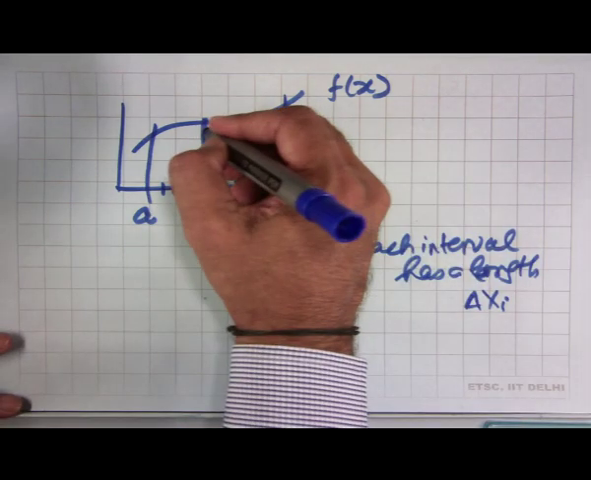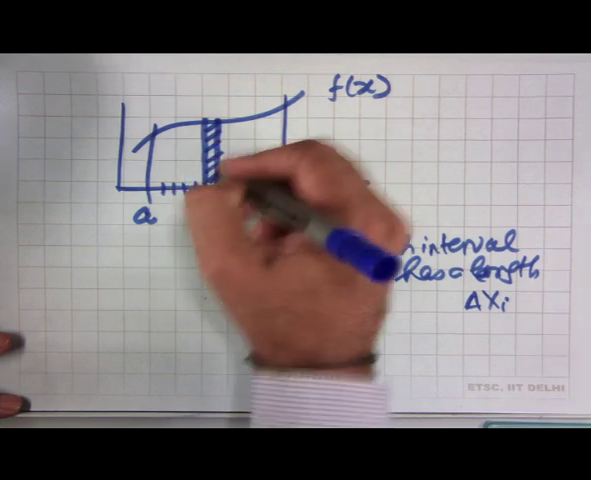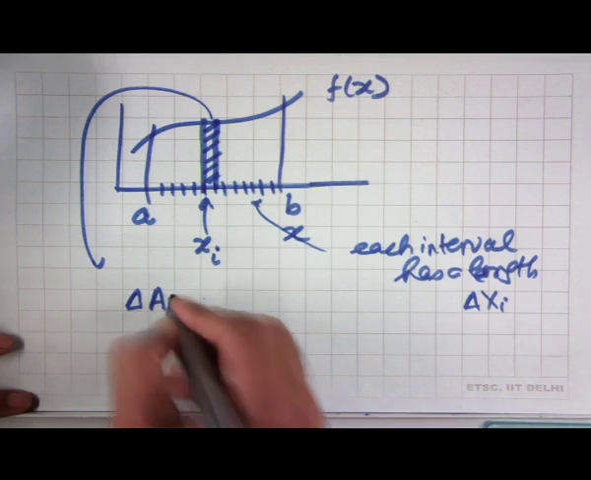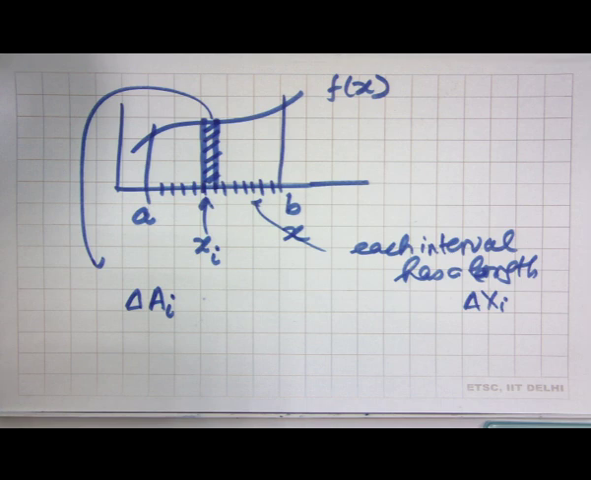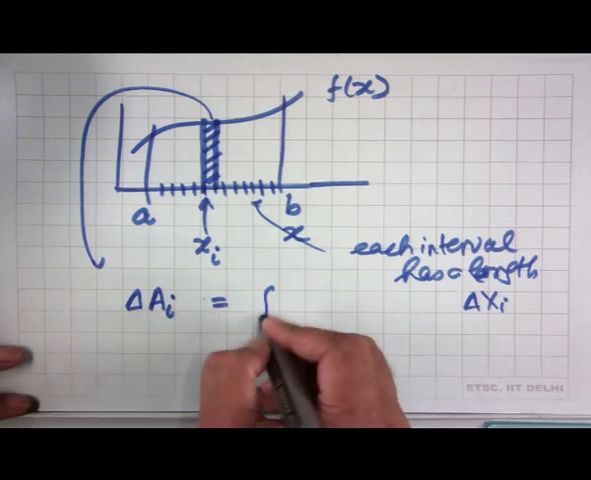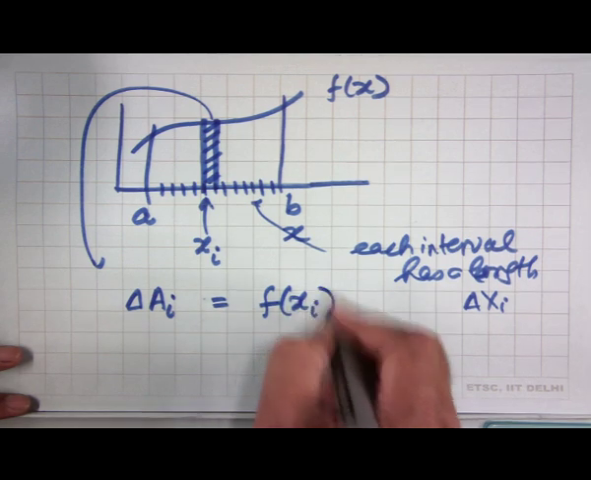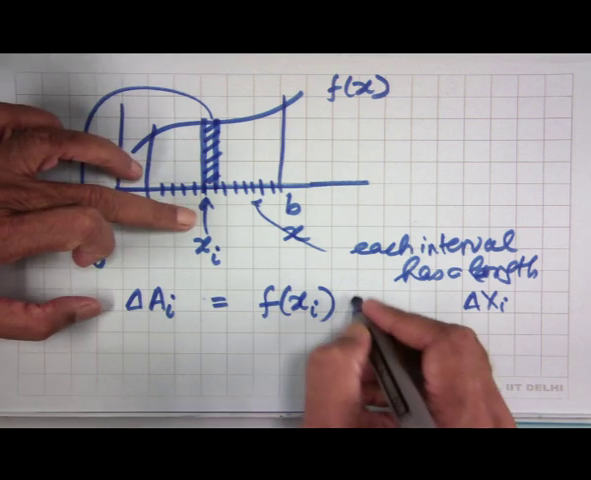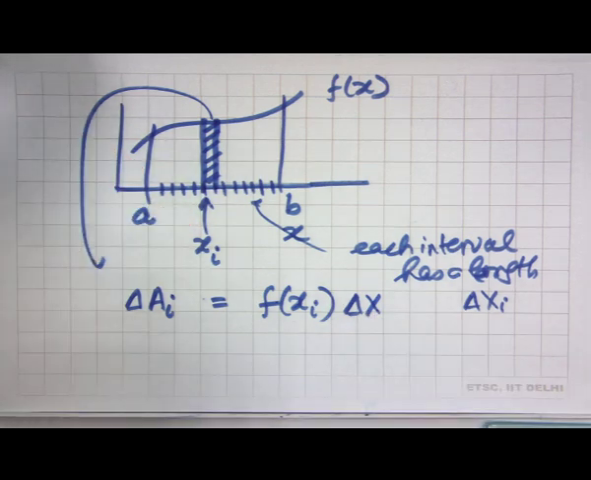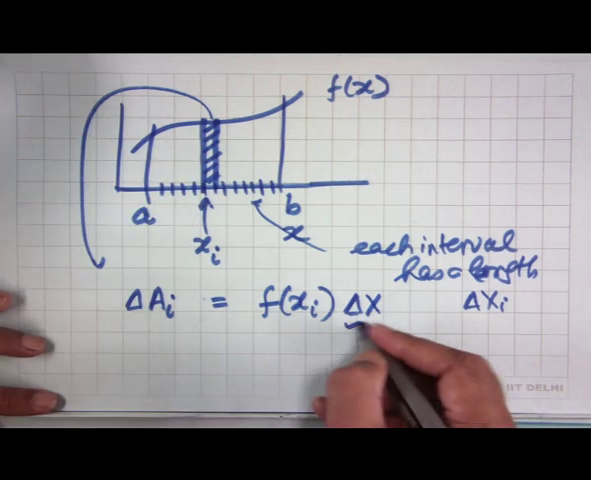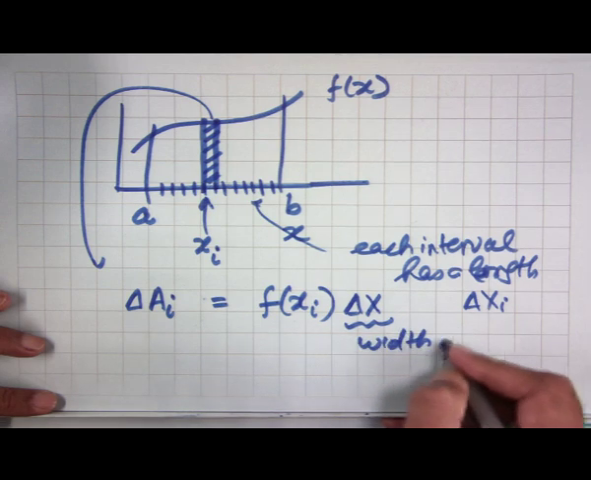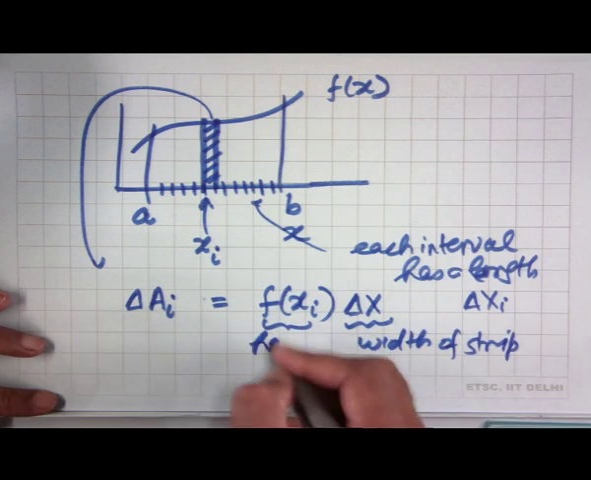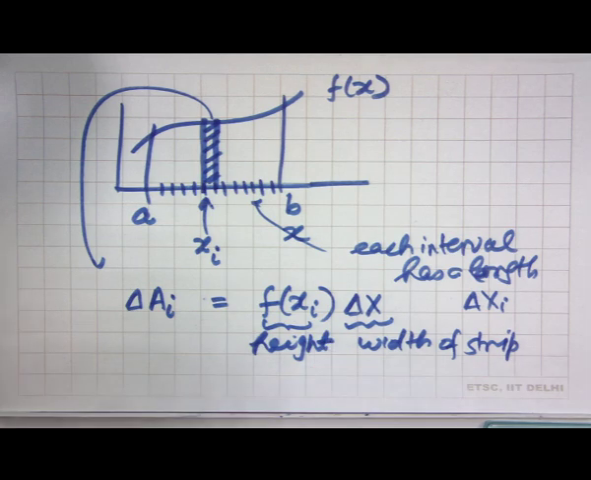So now I am looking at xi and the next interval delta xi. This area of this small portion, I write as delta ai. Delta ai will be equal to this height here, which is f of xi, multiplied by delta x. So this is the width of the strip and this is the height. The product of these two gives me the area of the strip.